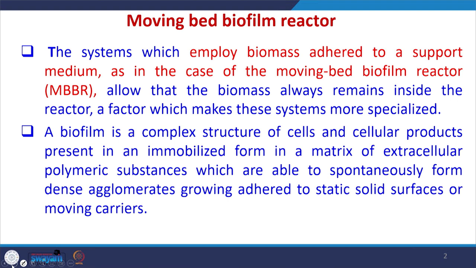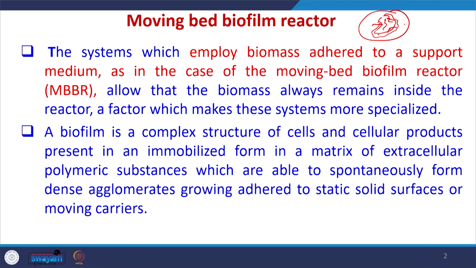So, what is the moving bed biofilm reactor? This system implies biomass or microorganisms which are adhered to a support medium. Suppose this is some support medium. The biomass or microorganisms are adhered to this support medium, and this support medium keeps on moving inside the reactor. So, this is a bed on which microorganisms are grown, and this bed actually moves inside the reactor. That means moving bed biofilm reactor, which essentially contains a biofilm attached to a bed, which is a supporting medium.